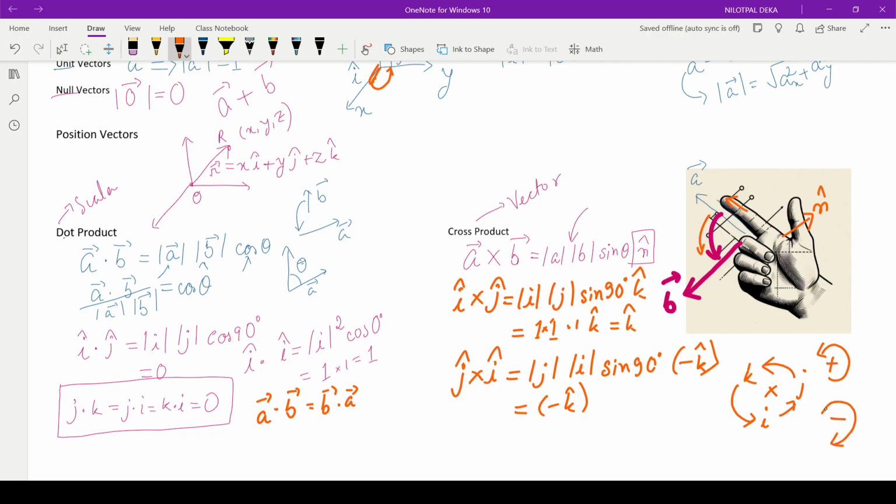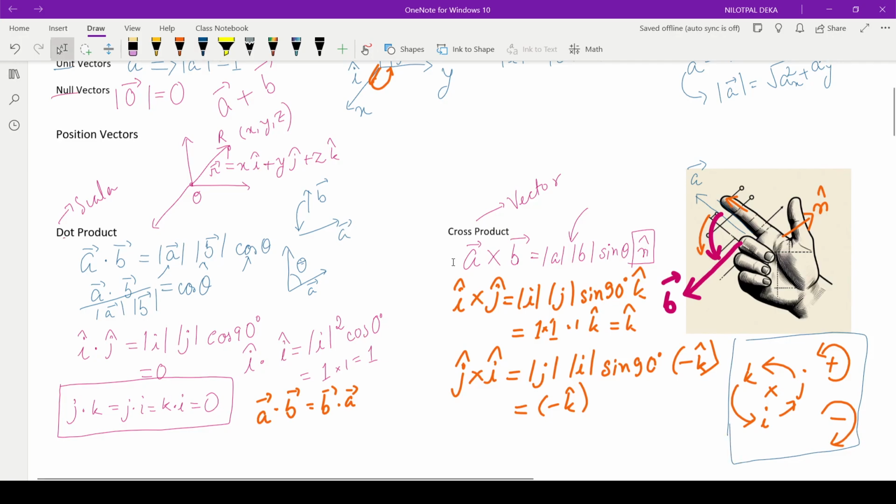Remember this trick. If you go in the anti-clockwise direction, you will get a positive sign. So i cross j would give me k, j cross k would give me i, similarly k cross i would give me j. However, if I go in the clockwise direction, I would get a minus sign. Remember this. This is the easy way to get across all the stuff.